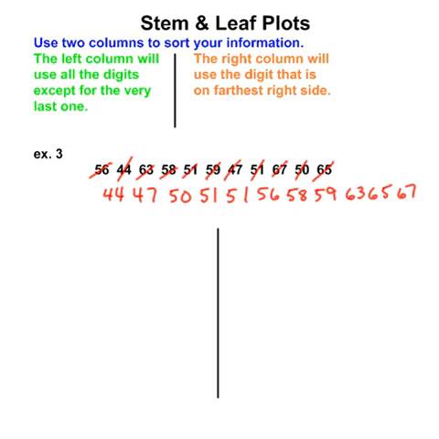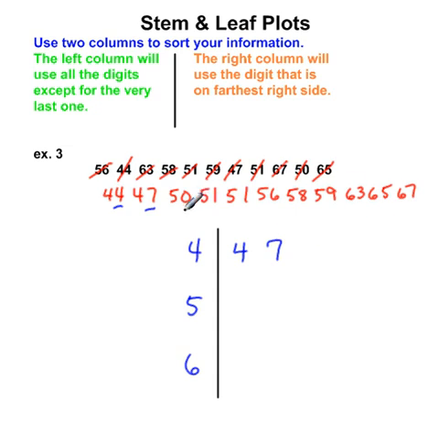So let's take our data set and put it into the table. I can see that I've got 40s, 50s, and 60s. So in the leftmost column, we're going to write those numbers down in the tens place. Let's start with the 40s here. I have a 44 and a 47. The rightmost digits, the 4 and the 7, are going to go in the right column. So I'll write 4, and you can see that represents 44. Then I'll write a 7, and that represents 47.